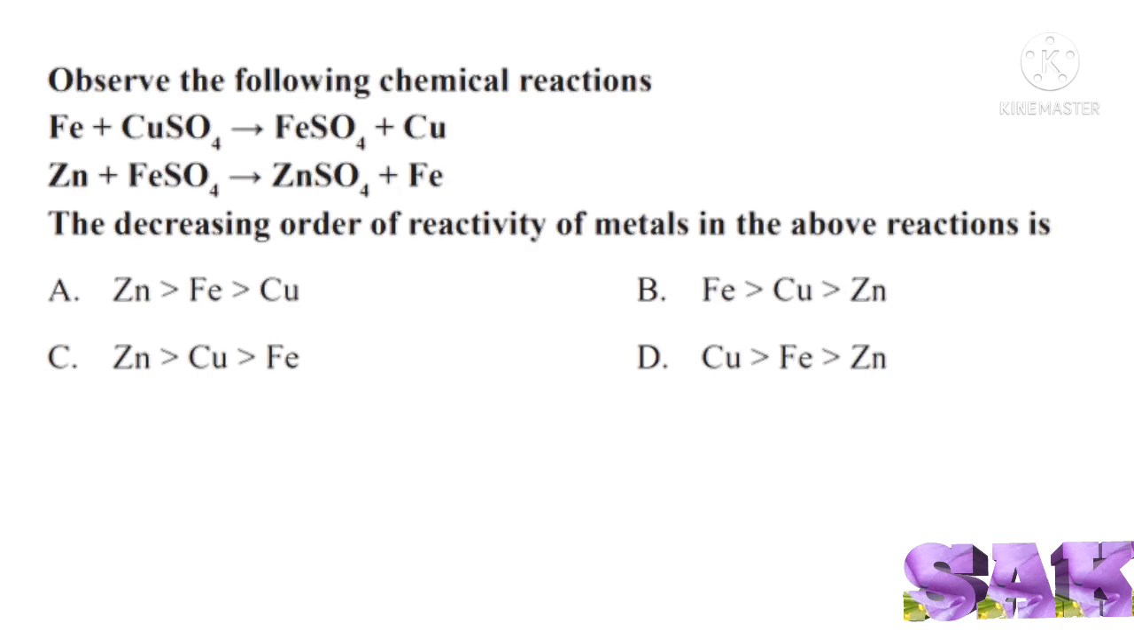Next question is observe the following chemical reactions. The decreasing order of reactivity of metals in the above reactions is. In the first reaction, iron displaces copper from copper sulfate, and in second equation, zinc displaces iron from iron sulfate. So here highly reactive is zinc, next is iron and least is copper. So the correct answer is option A, zinc, iron and copper, which is in decreasing order of reactivity.